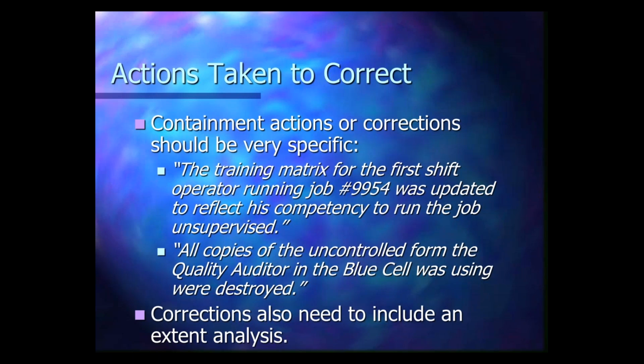So if we found a couple gauges that were not calibrated, a good correction is going to do two things. One, it's going to tell us that you calibrated these gauges and investigated if any product was measured or verified with these gauges. Second, we're going to expect you to look at all of your gauges in your system and make sure they are in a known state of calibration, and if not, take appropriate action.